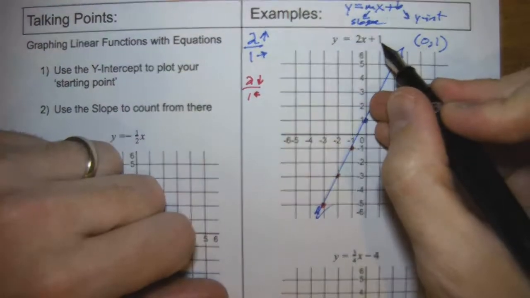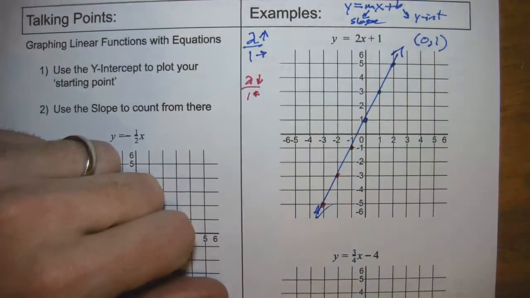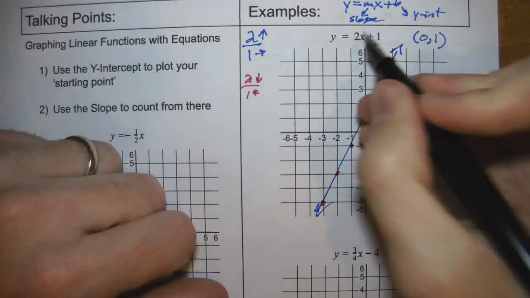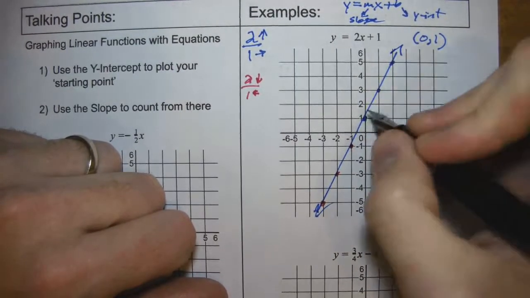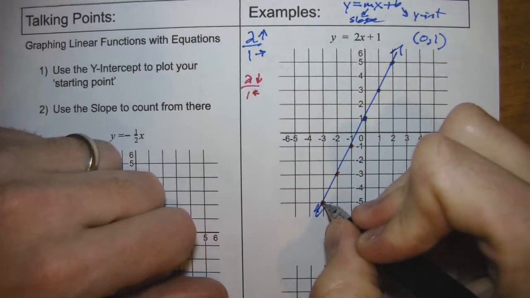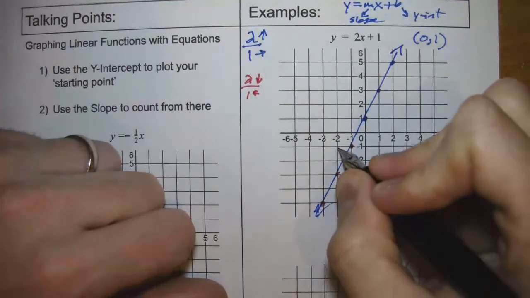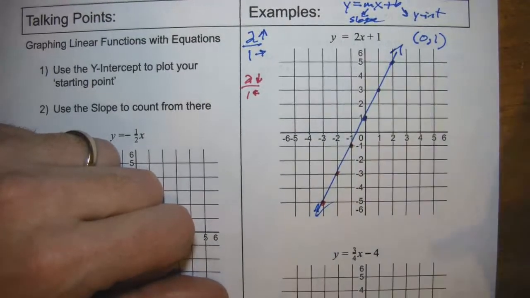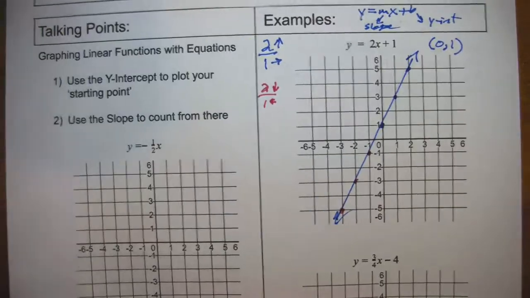So our y-intercept should be at 1. Sure enough, we've crossed at 1. Our slope is positive, so this line should go up. And since it's a slope of 2, between every point that I've marked, I should be able to go up 2 and right 1 and get to the next point. So for example, down here, up 2, right 1, up 2, right 1. And it seems to be working. So that looks like a good graph of this line. All right, let's try another one.